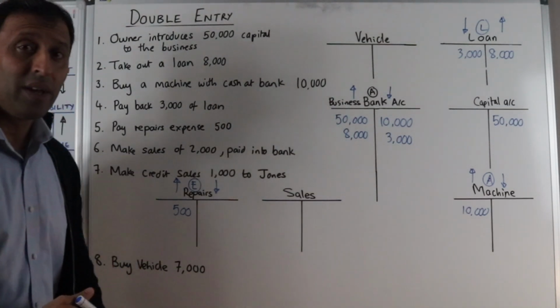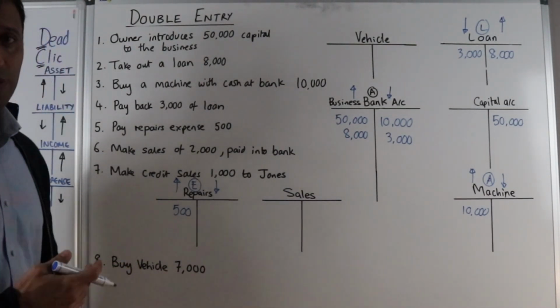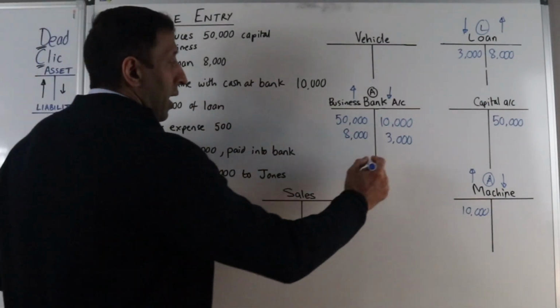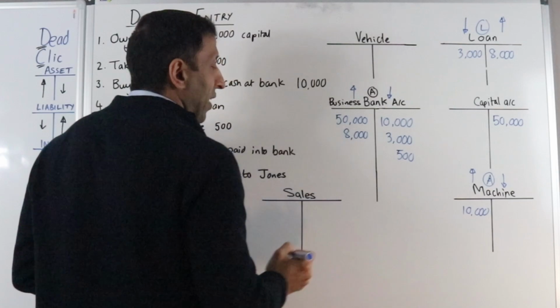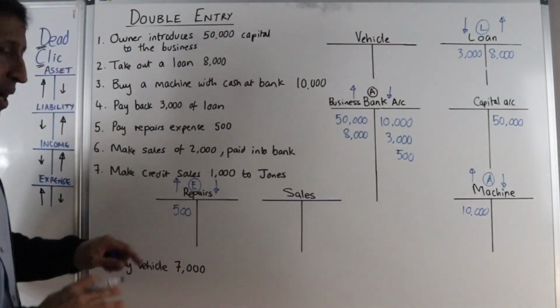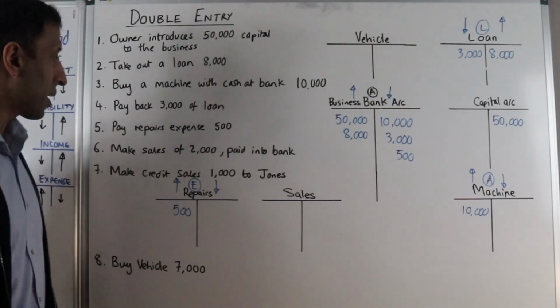Now, since I've paid a repairs expense, I will lose money from the business bank account to do that. So the business bank account asset will decrease, so I'll put a value on the decrease side. Remember, every debit has a credit. We've just debited that, credited that. The system seems to work.